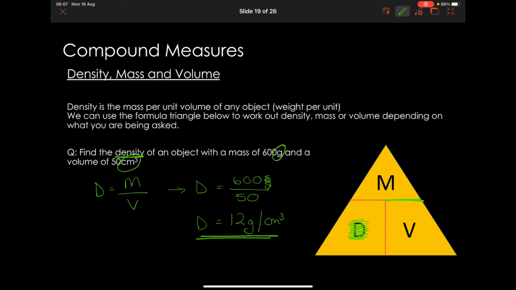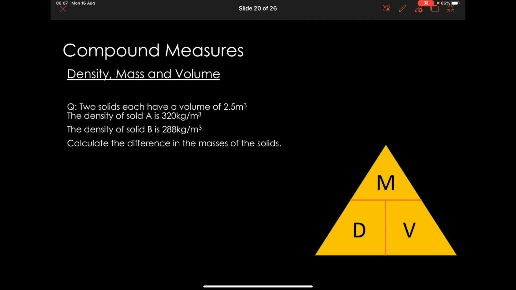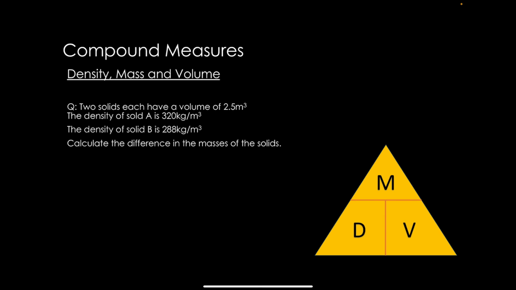Not too bad, hey? Let's do one more of those. Why don't you pause the video and have a go at this one? Two solids each have a volume of 2.5 metres cubed. The density of solid A is 320 kilograms per metre cubed, and the density of solid B is 288 kilograms per metre cubed. Calculate the difference in the masses of the solids. So pause the video and have a go, and then press play for the answers.